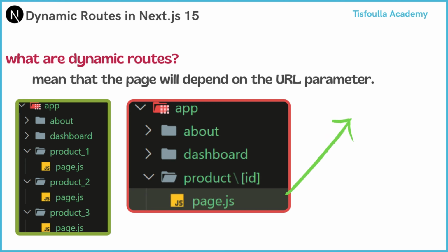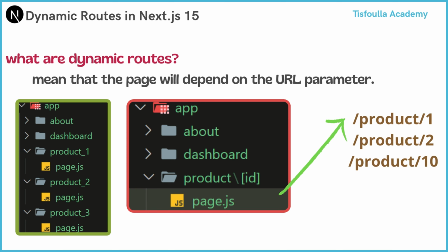Each product has its own ID, and in the URL we pass it like this: /product/1, product with ID 1, /product/2, product with ID 2, /product/10, product with ID 10. This way, we only need one page, and the content will change depending on the product ID in the URL.